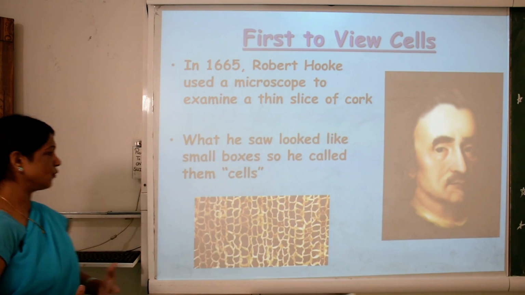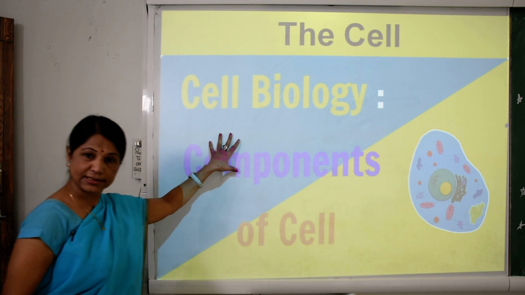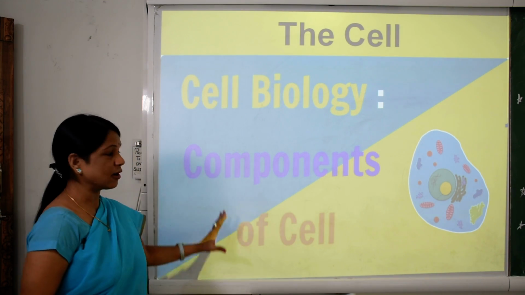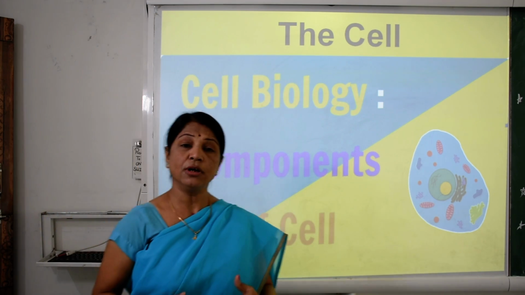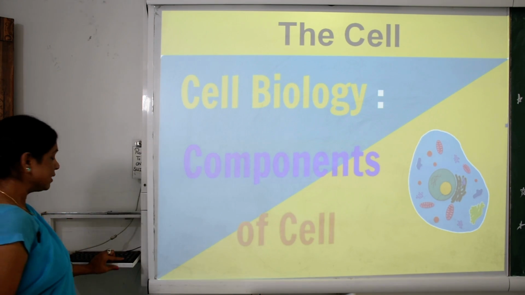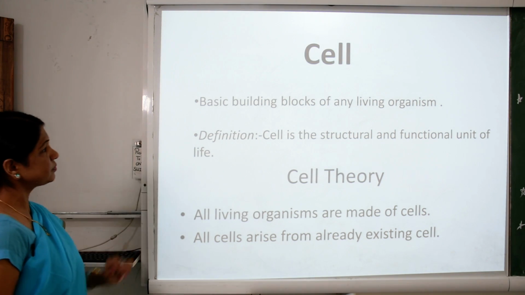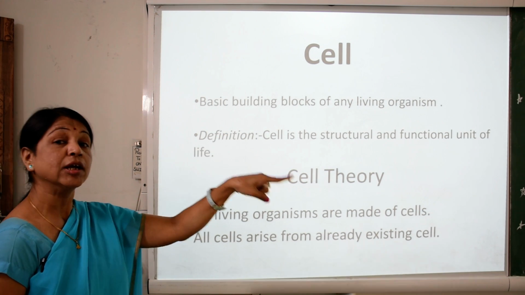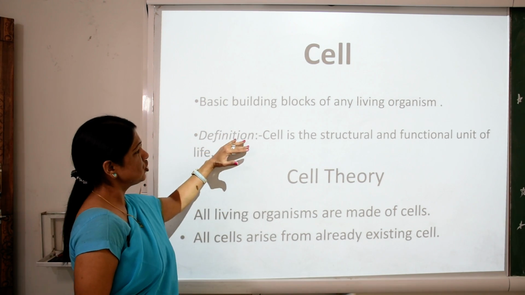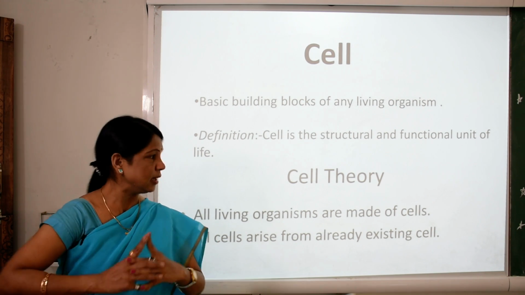So now further we talk about the cell. What is cell biology and what are the components of the cell? The cell has various types of components, so further we see what the components are. Now see the cell. The cell is the basic building block of any living organism. Definition: the cell is the structural and functional unit of life.